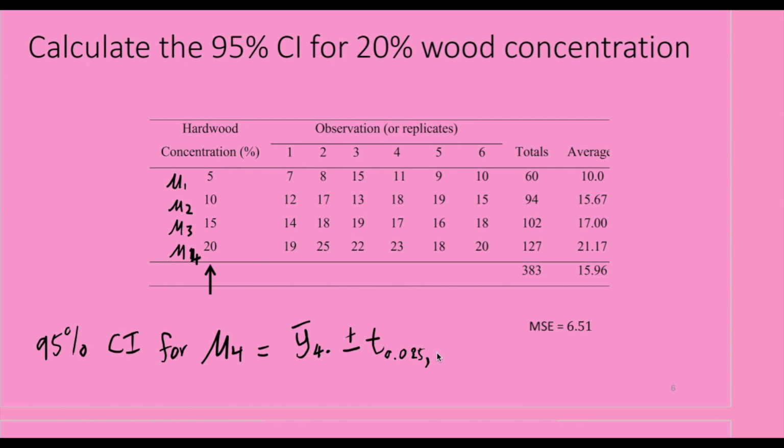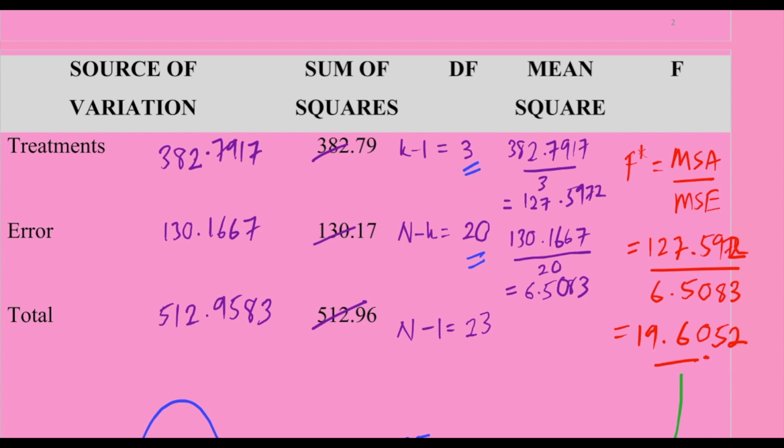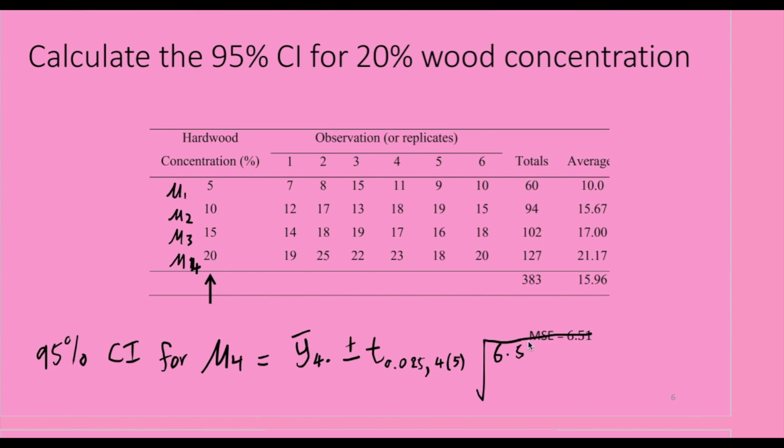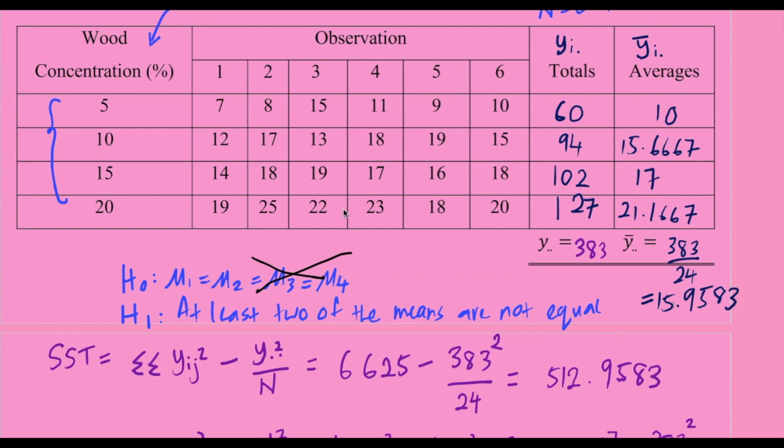k is the treatment level, which is 4, multiplied by n minus 1. n is the number of observations. So 6 minus 1 is 5. Multiplied by the square root of MSE over n. So the MSE was 6.5083. 6.5083 over n, which is the number of observations. And what is y bar 4 dot here? 21.1667.